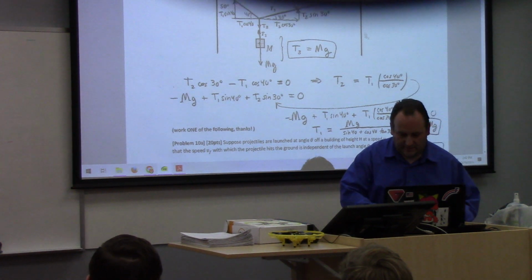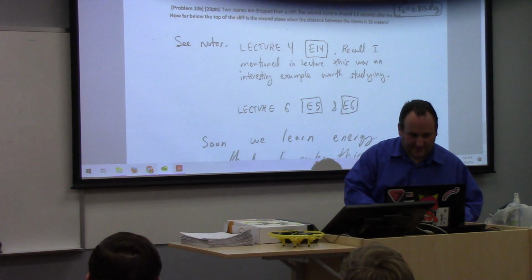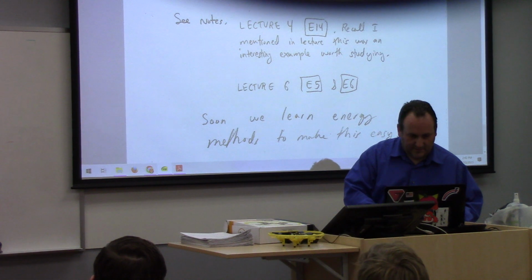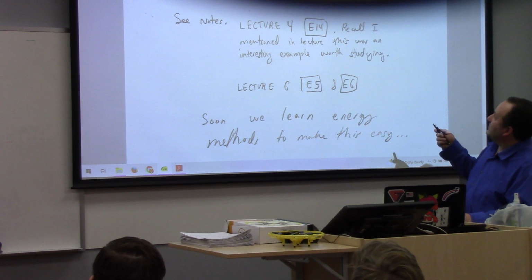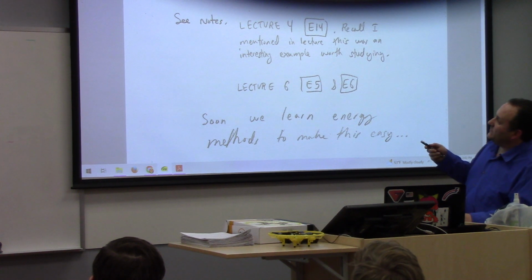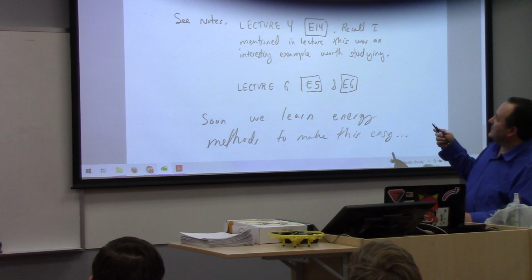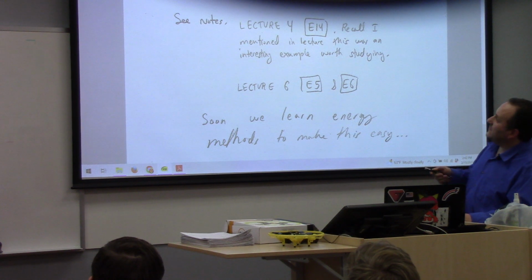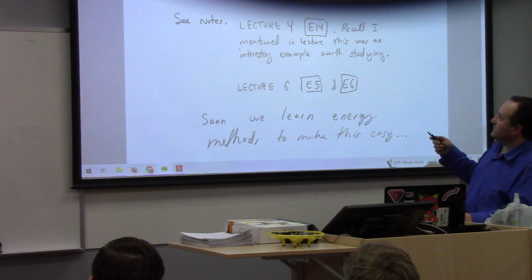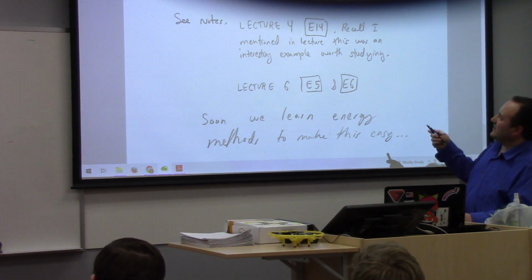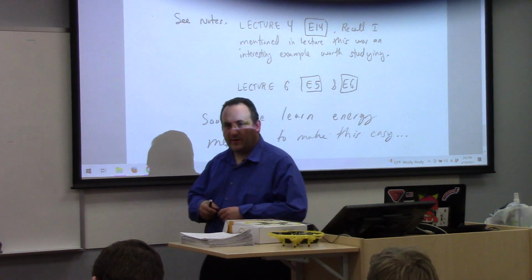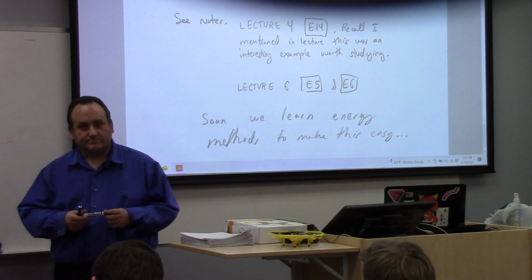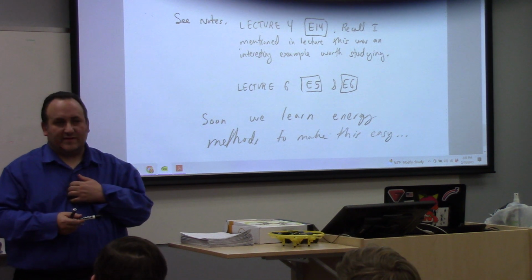Let's see here. Going on with our tour down memory lane here. Work 1 of the following. Show projectiles launched at angle theta off a building of height, speed v naught. Show that the speed vf with which the projectile hits the ground is independent of the launch angle. And then here's the 2 stones that dropped off a cliff problem. I think I actually talked about this one with you guys. I don't think we've covered problem 10a in class yet, but it is a reasonable problem to ask you. So I think that answers your question.